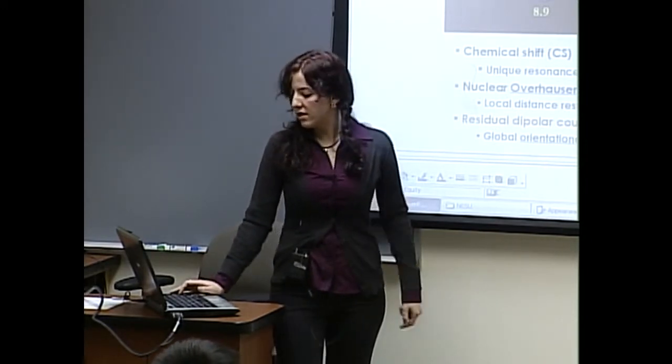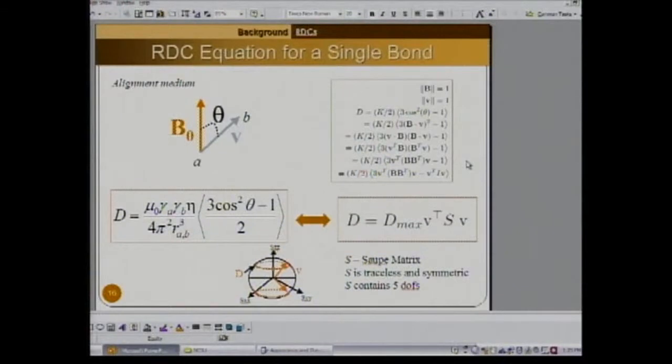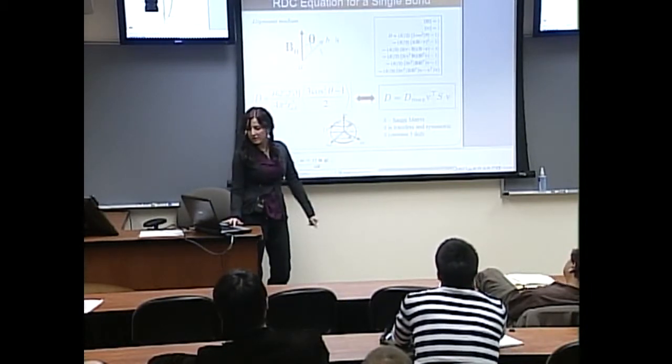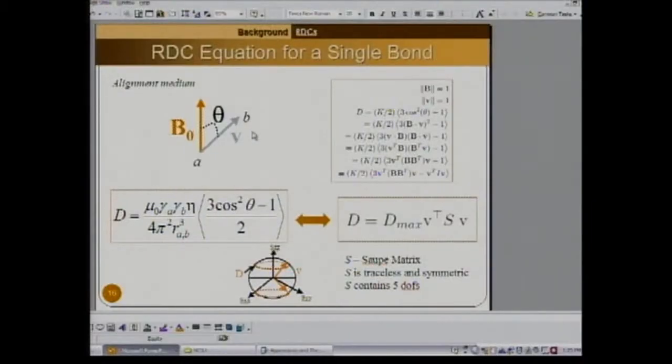Okay, so the RDC data. There is a little bit of physics, well, not a little bit, a lot of physics behind this, but I'll just try to explain it in a simple way. So imagine that you have a magnetic field in which the protein lives. And you have a bond vector V, which represents some bond in a protein, and this protein is placed in the spectrometer in some magnetic field.